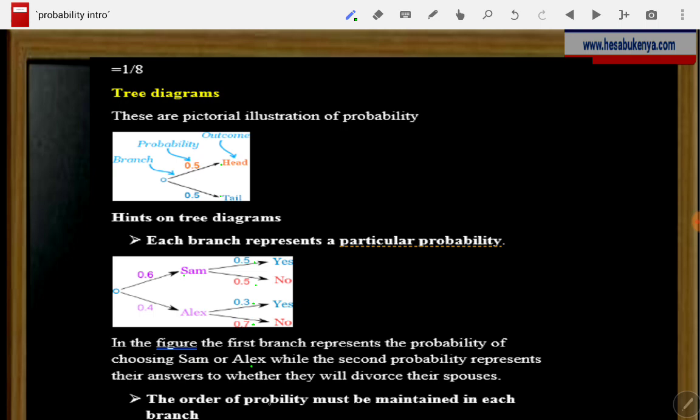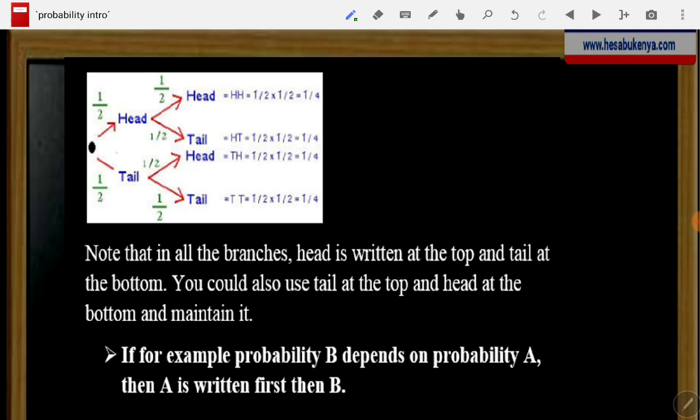Now, the order of probability must be maintained in each branch. What do we mean by that? In this pictorial, we are representing the probability of tossing a coin twice. In the first scenario, when you toss the coin, you are likely to get a head or a tail. If you toss the coin again, having gotten a head initially, there is a probability of getting a head or a tail. Having gotten a tail, there is a probability of getting the head or the tail.